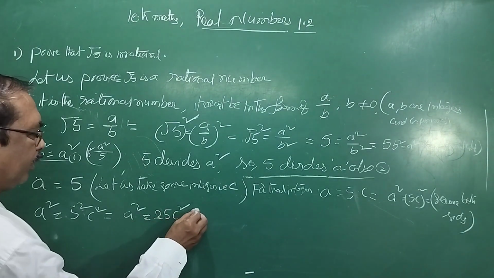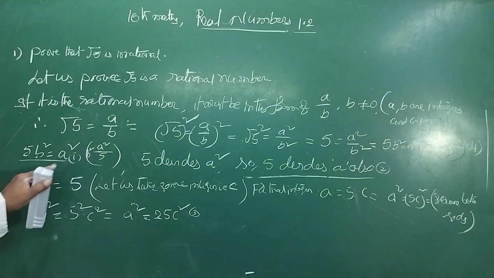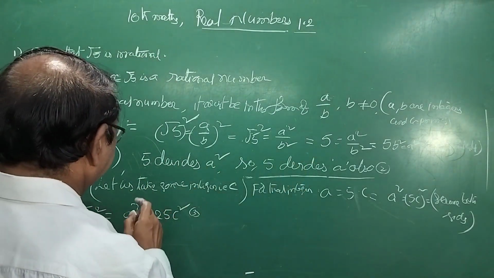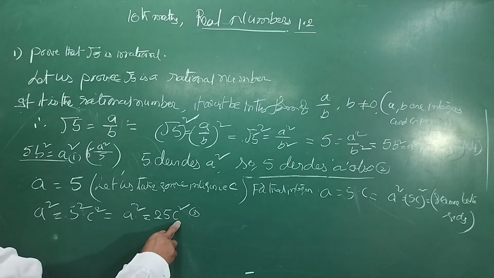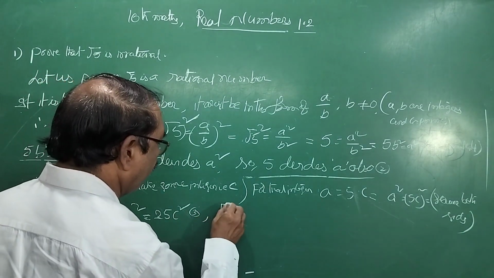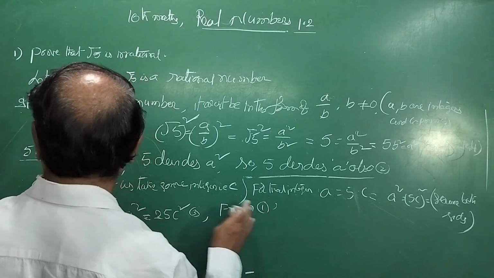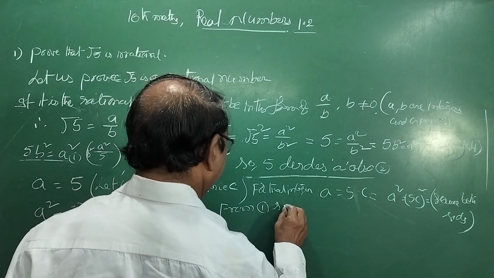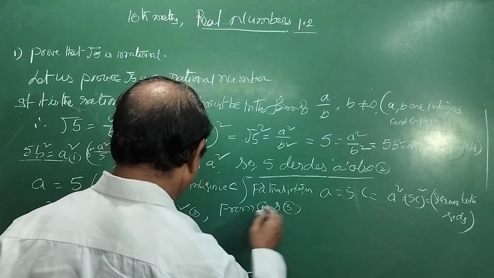Let us write 3. You see, and where is 1? It is 1, it is 2, it is 3. a square is equal to 25c square. But a square is equal to 5b square. Write down from 1 and 3. Yes, 3 from 1 and 3.